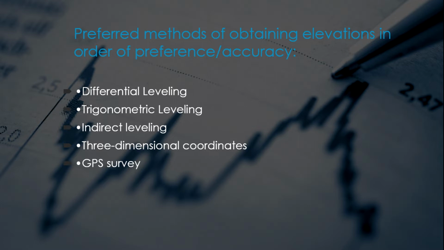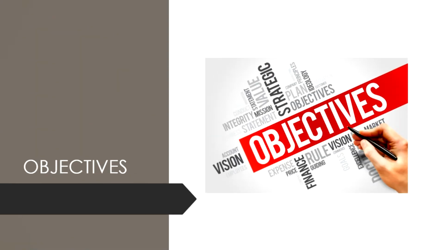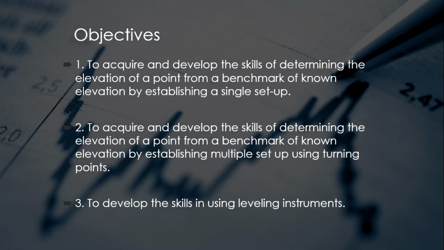Next, let's talk about the objectives. Here are the objectives for the Fieldwork exercise number 4. First, to acquire and develop the skills of determining the elevation of a point from a benchmark of known elevation by establishing a single setup. Second, to acquire and develop the skills of determining the elevation of a point from a benchmark of known elevation by establishing multiple setups using turning points. And third, to develop the skills in using leveling instruments.